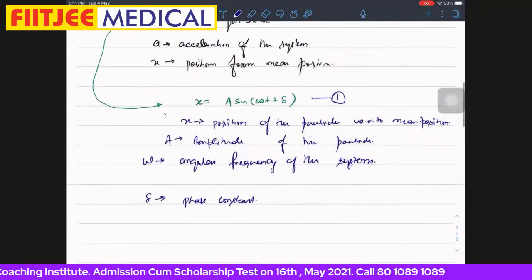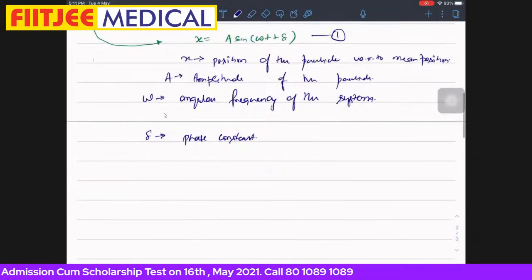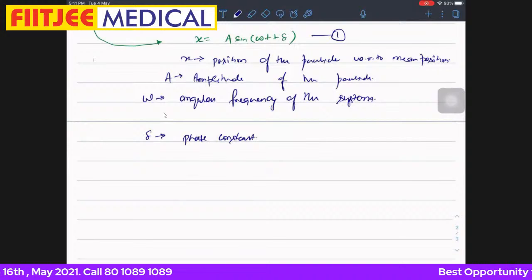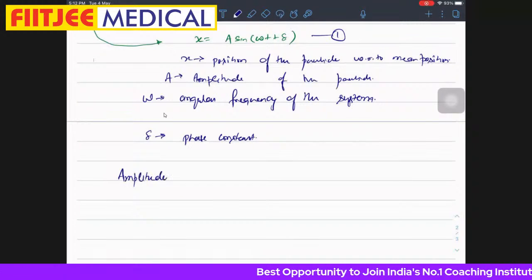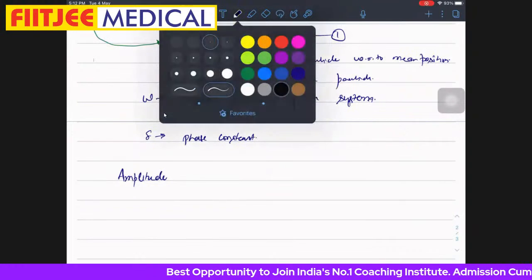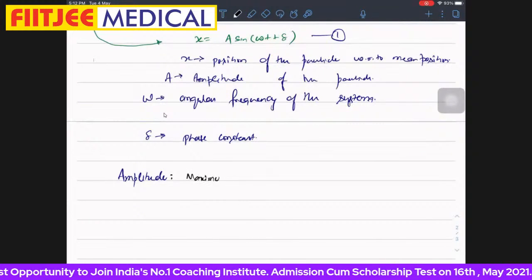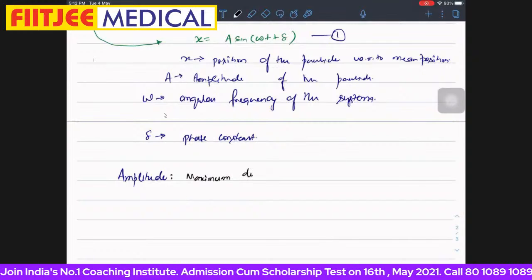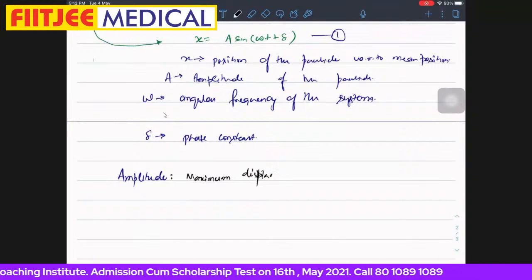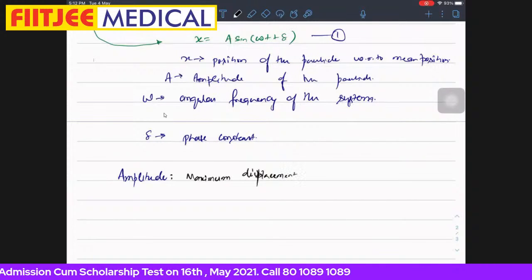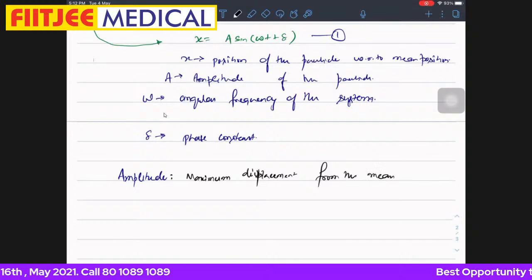So there are many terms involved in this SHM equation, so we'll try to understand all these terms one by one. So what is amplitude? Amplitude is the maximum displacement from the mean position.